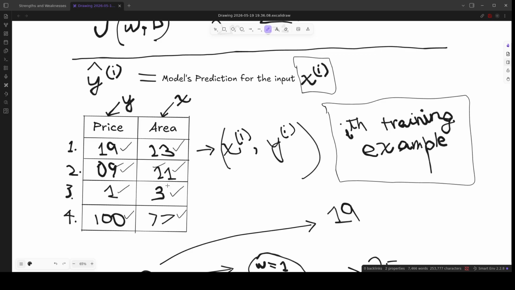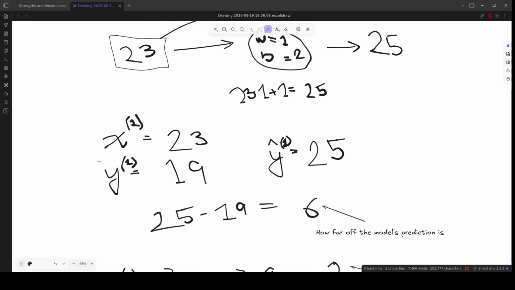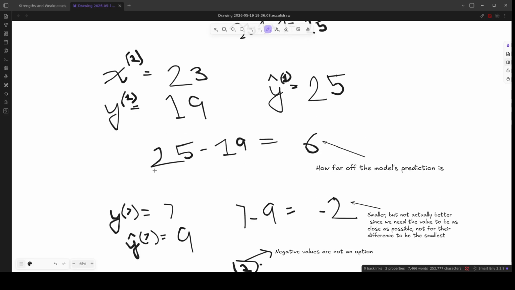So let's see how this works. For example, if x1, the first input, is 23 and the weight is 1 and the bias is 2, then the model will predict 25, so that will be y hat 1, and y1 will be 19. So x1 is 23, y1 is 19 and y hat 1 is 25. So what is the difference between y hat 1 and y1? It's 6. So 6 is how far off the model's prediction is.